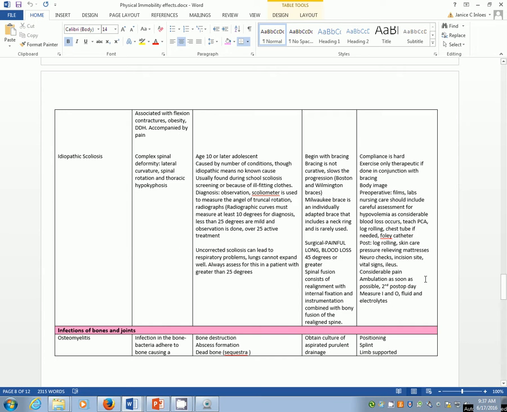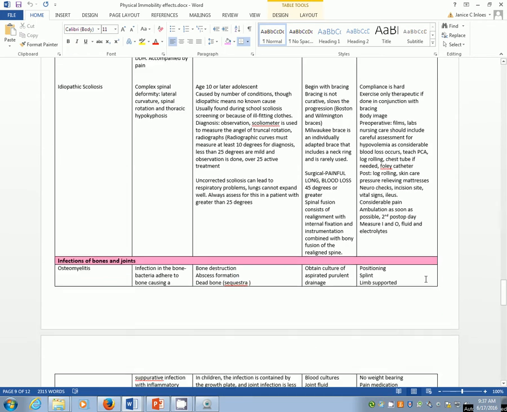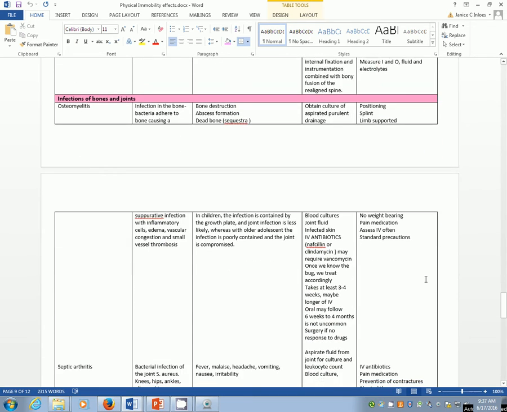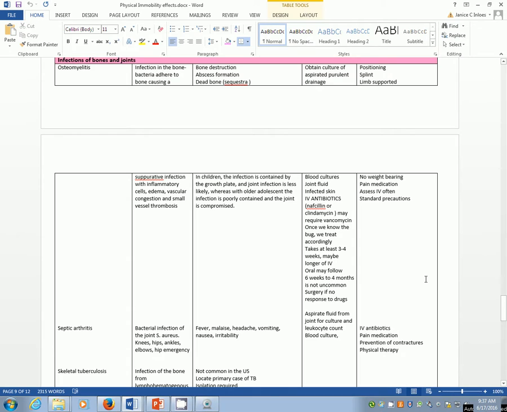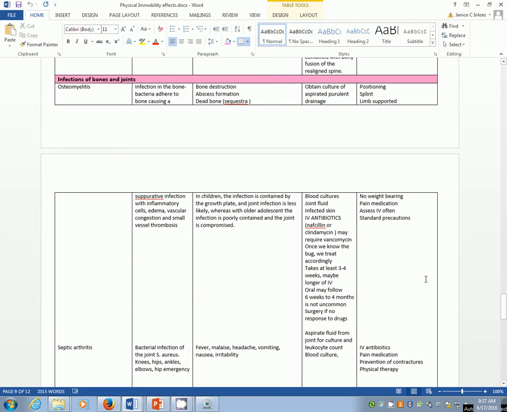So we also have infection of bones and joints. Infections of bones and joints start out with osteomyelitis. Miss Medley's going to talk about osteomyelitis. They think this is a little more prominent in adults than in children, but children do get osteomyelitis from puncture wounds, if they step on something or have something puncture them and it goes into their bone.